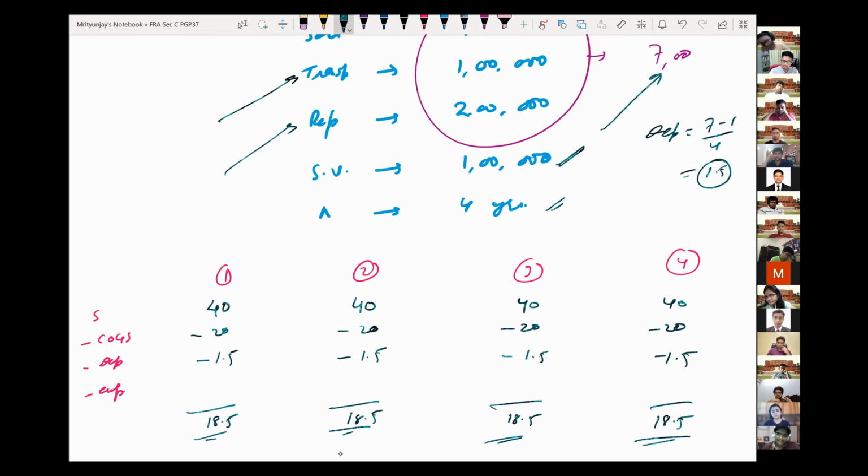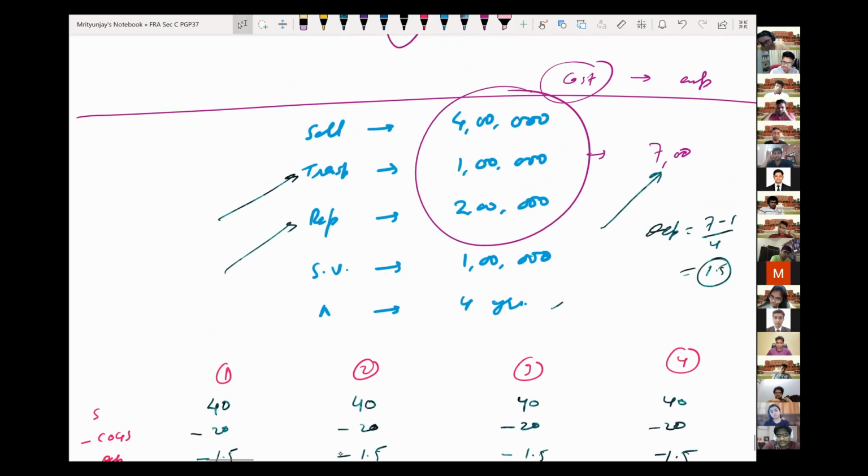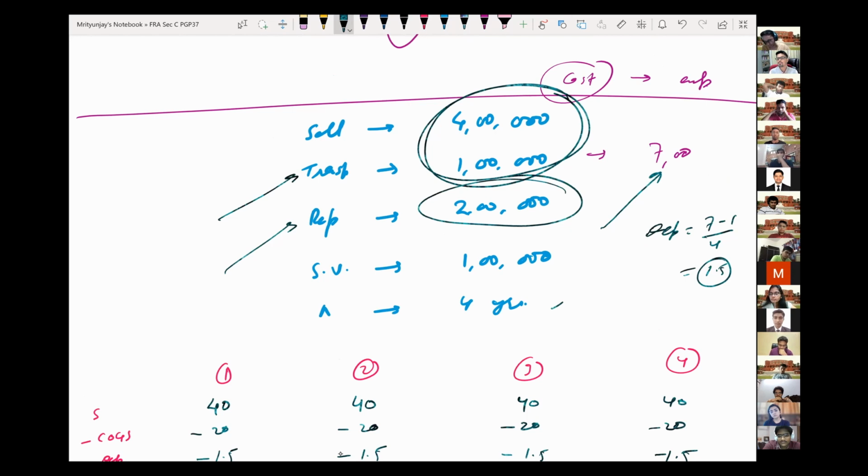Now, how would the same example have looked if, instead of showing this entire thing as one cost, I had said that no, my cost of asset is only this much and this one is a separate expense? How would I show things then?